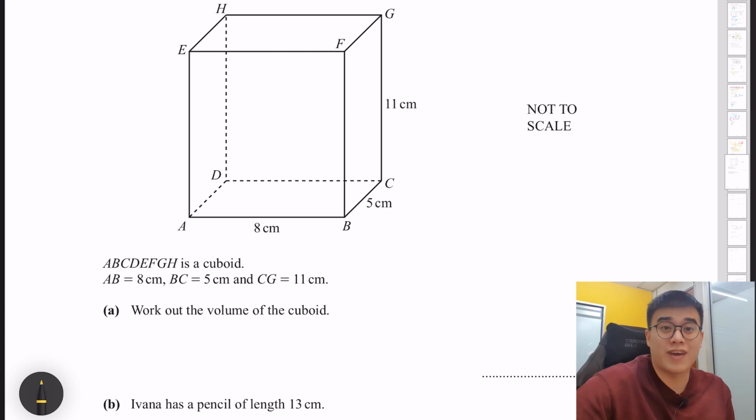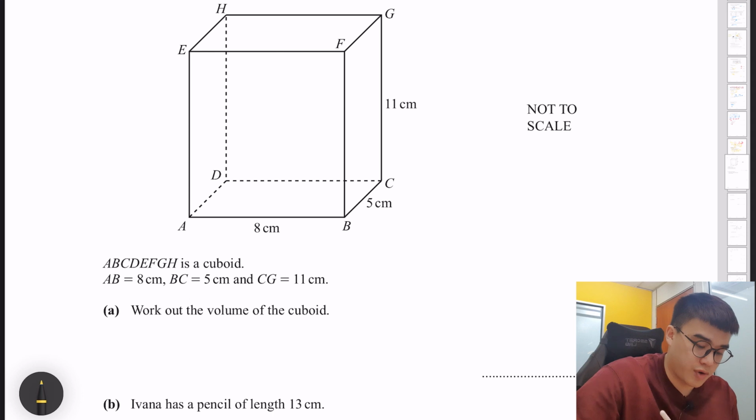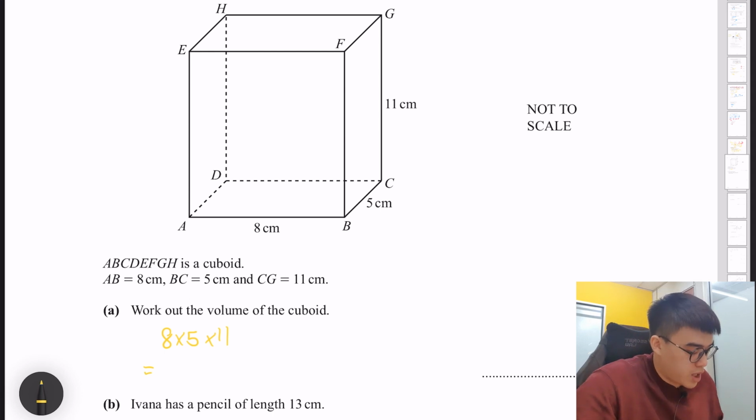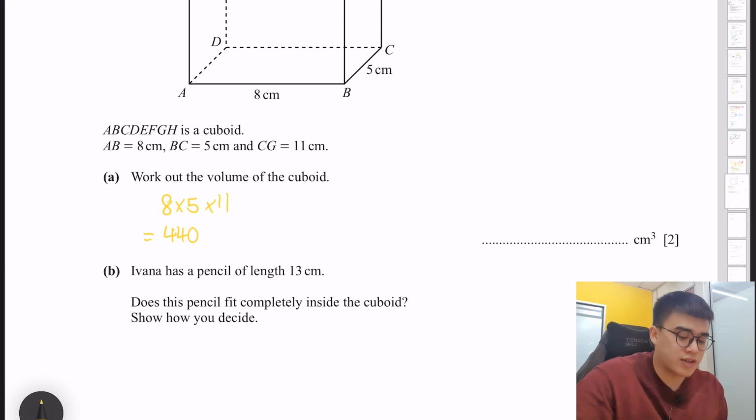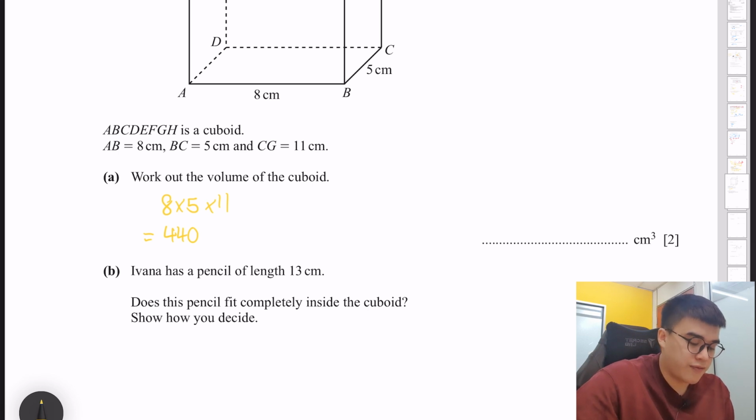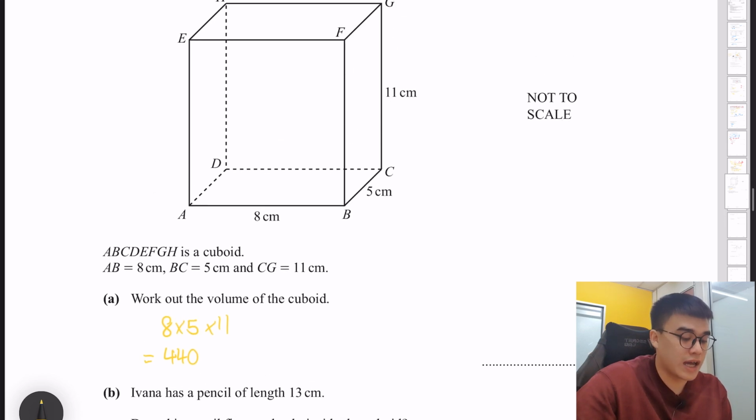So moving on, we are at question 6 now. Find the volume of this cuboid. Pretty straightforward. Just take 8 times 5 times 11. Then you will get the answer right away, which is 440. Okay, so Ivana has a pencil of a length of 13 cm. Does this pen fit completely inside the cuboid, and how do you decide it?